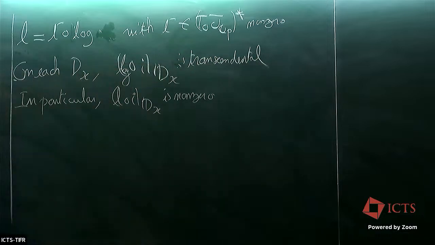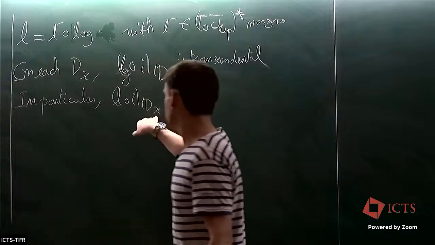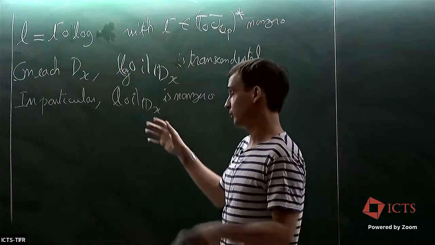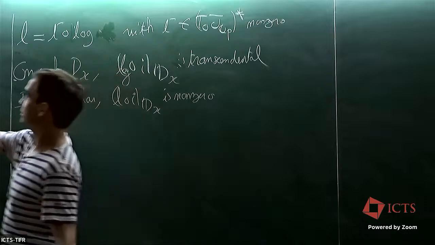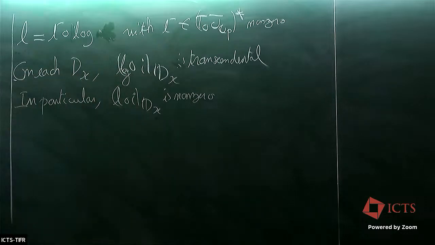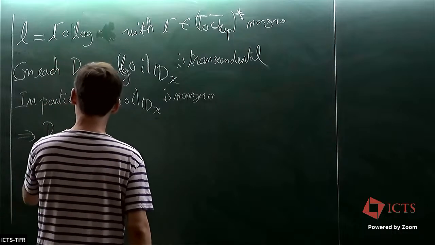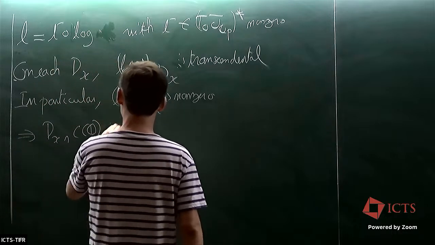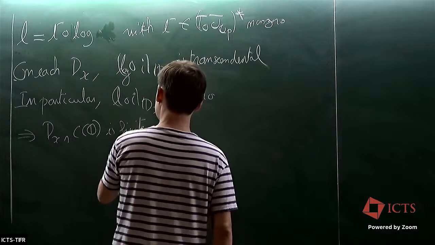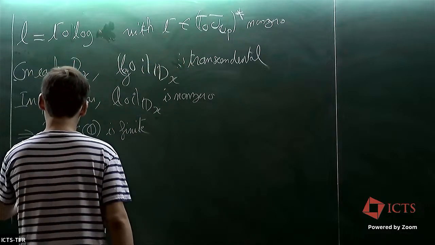Now we have a non-zero p-adic power series on each D_x that vanishes on rational points because of this. Well, we know how to bound the number of solutions of power series on each residue disk. We have a bound, and we gather the bounds because, of course, this set is finite over F_p. So we get that C of Q is finite.